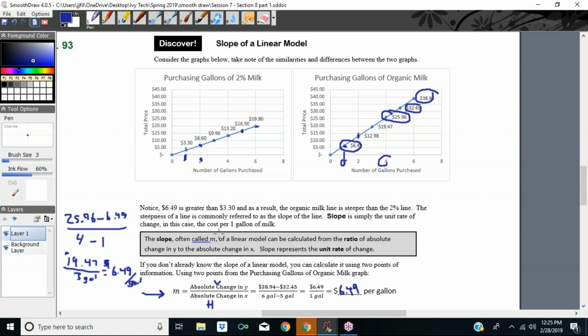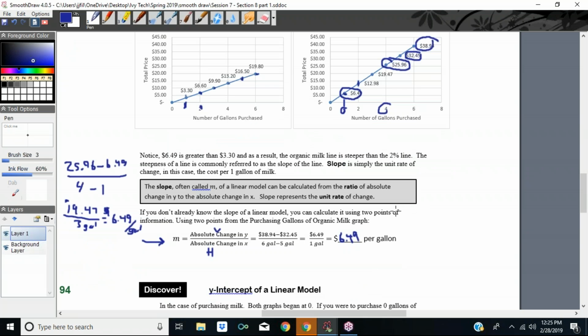So it doesn't matter which two values we take. We're taking the right value minus the left one, though, for the y, the dependent variable, over the independent variable. So the up and down one over the left and right one. So it says here the slope is called m of a linear model and can be calculated from the ratio of absolute change in y to the absolute change in x.